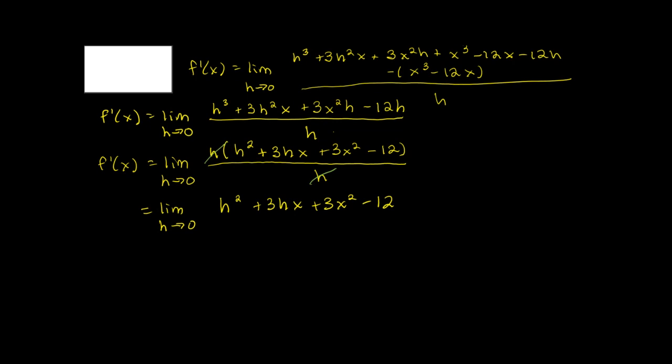And then you take the limit, and anything with h basically goes to 0. Because when you take the limit and you're thinking as you get close to 0, you can plug 0 in here, it's just going to be 0. So we get as our answer, our derivative is 3x squared minus 12.